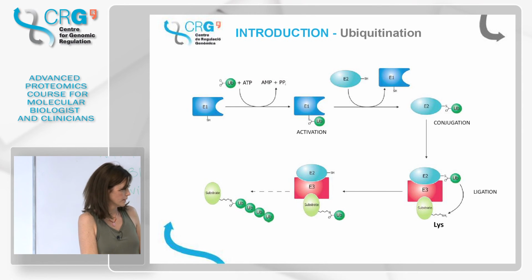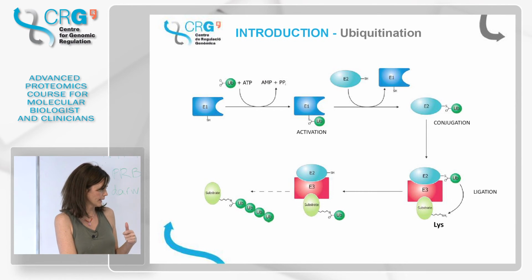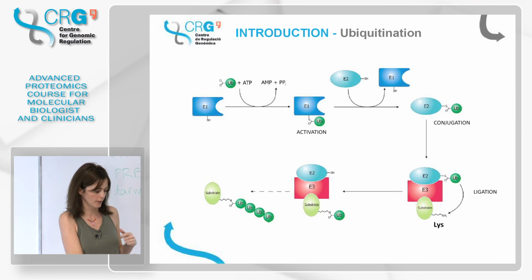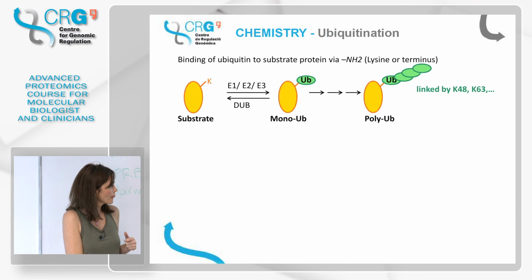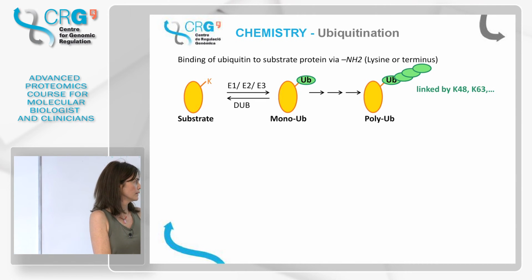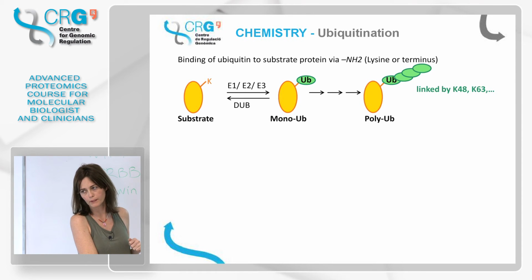Okay, and this can be done sequentially, so different molecules of ubiquitin get attached to our protein. And this is the protein that we want to identify, which one has been ubiquitinated. Okay, this is an illustration of what I was just explaining. The 3 ubiquitinating enzymes and the deubiquitinating enzyme. Here we have a monoubiquitin and the polyubiquitin, and all these are linked one to the other by the lysines of the ubiquitin.